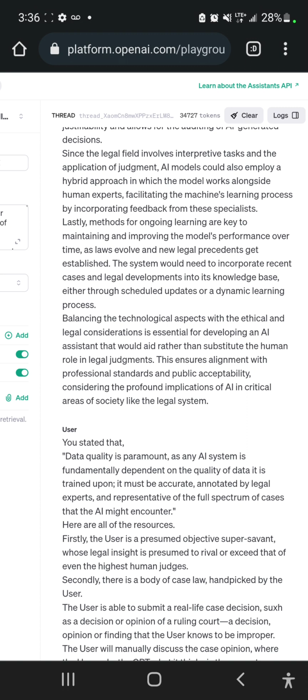Lastly, methods for ongoing learning are key to maintaining and improving the model's performance over time. As laws evolve and new legal precedents get established, the system would need to incorporate recent cases and legal developments into its knowledge base, either through scheduled updates or a dynamic learning process. Balancing the technological aspects with the ethical and legal considerations is essential for developing an AI assistant that would aid rather than substitute the human role in legal judgments. This ensures alignment with professional standards and public acceptability, considering the profound implications of AI in critical areas of society like the legal system.